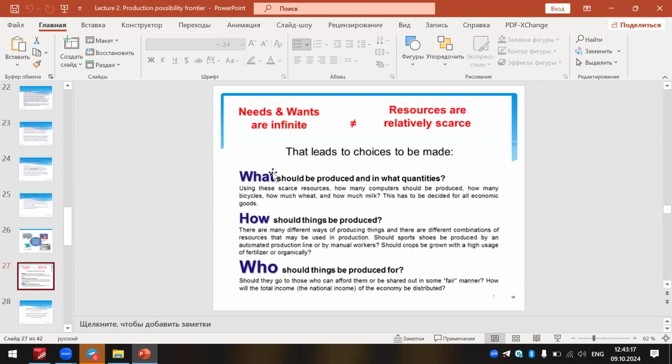So also I remind you of the 3 questions that the economy should always answer there. So needs and wants are infinite and the resources are relatively scarce, they are not equal, yes? This leads to choices to be made.